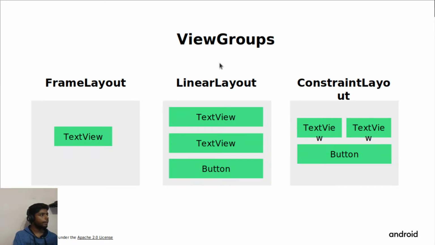So there are different types of view groups in Android, like frame layout or linear layout or constraint layout. Suppose you have to use just one view, we use frame layout. If you want to arrange your views in a row or a column, we use linear layout. Or if you have to arrange your views in a more complex manner, you'll use constraint layout. In this session, we'll be using the linear layout.